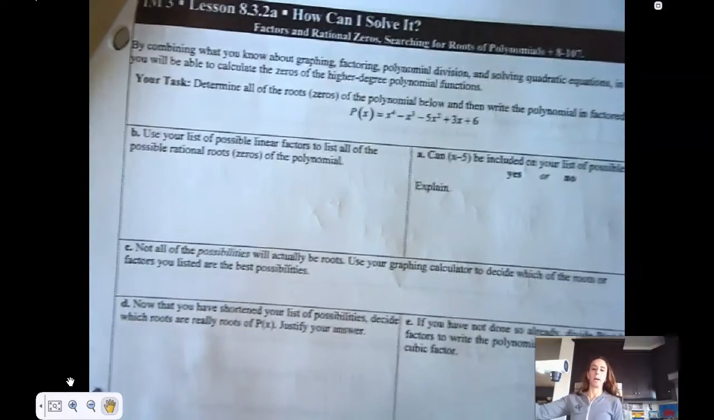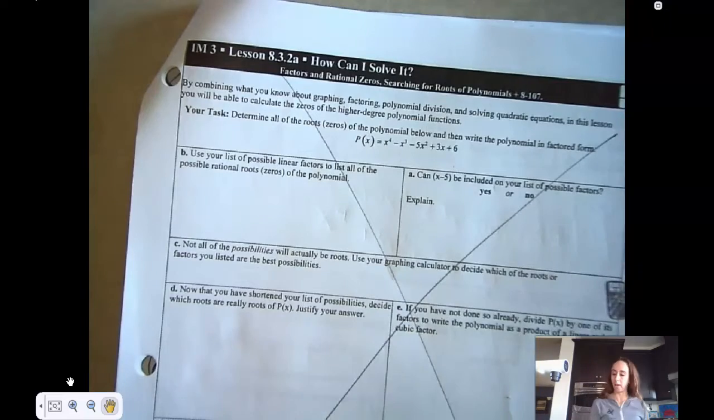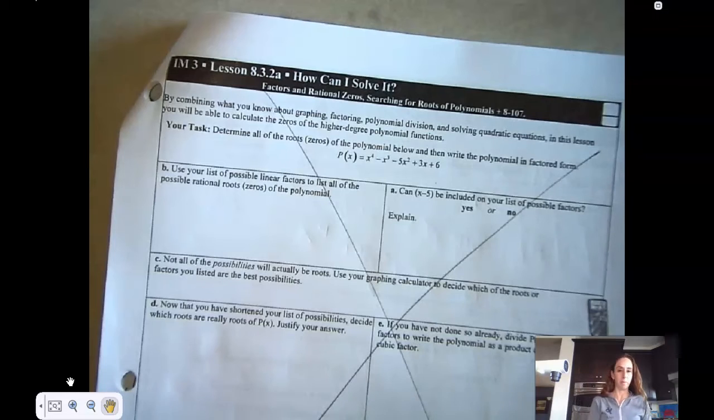So I actually decided I don't like this page. So get a white piece of paper if you can, or you can write on the back if you want, whatever you want. But I'm going to be stapling this into my packet.